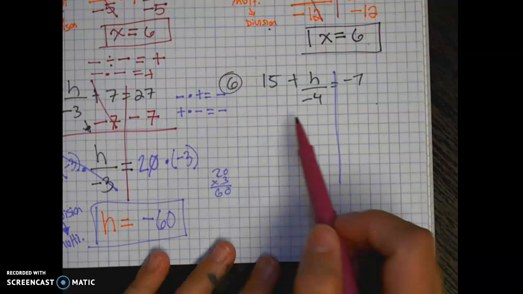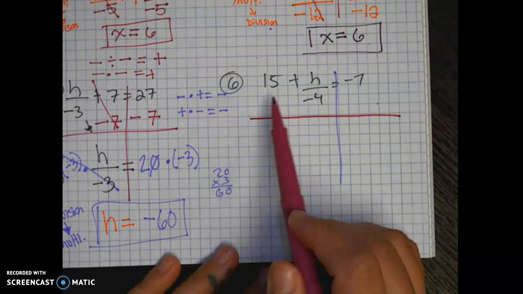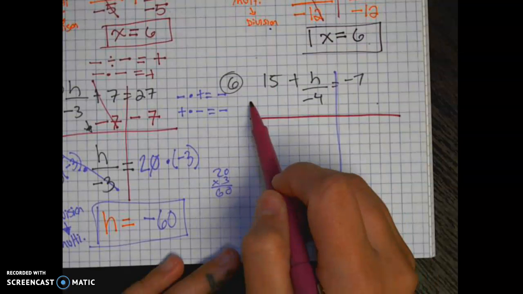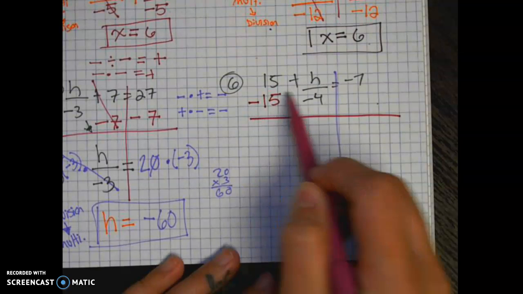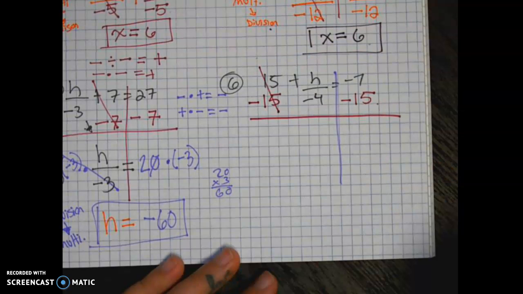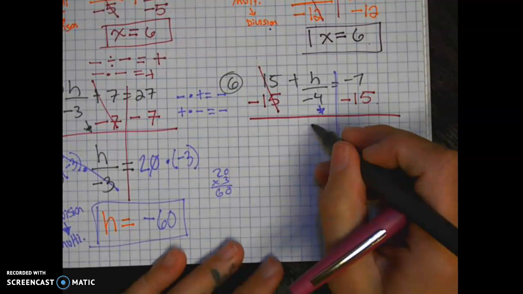But anyway, I digress. So this is a positive 15, or a plus 15. The opposite, to cancel it completely out, is minus 15. So I need a minus 15 to both sides. Bring down my h divided by negative 4.